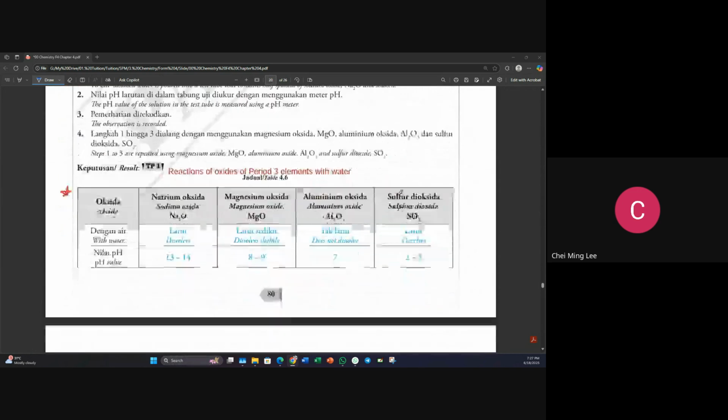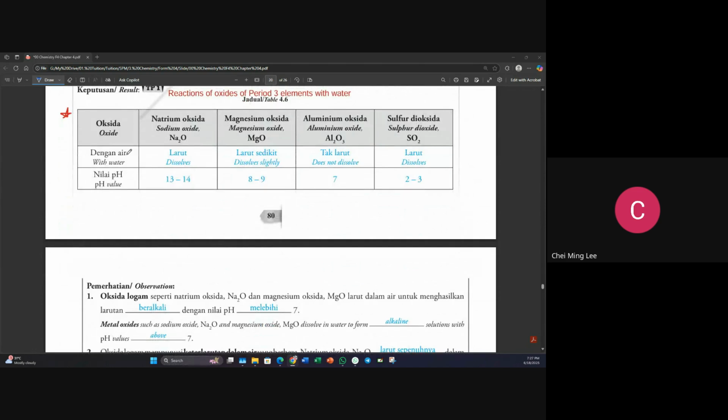I think you copy down this one first. This one, the title. No need like sodium oxide, Na2O lah. If you can read, then Na2O is enough. Okay, don't try to minimize the words that you need to write down.